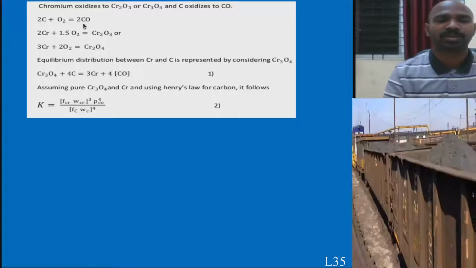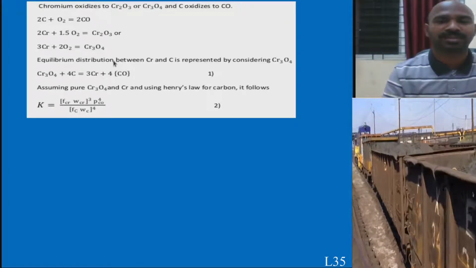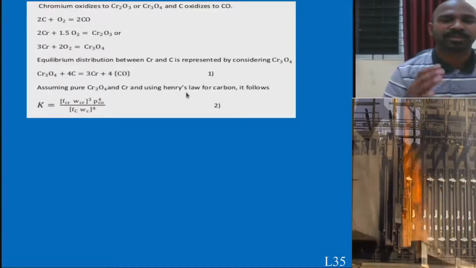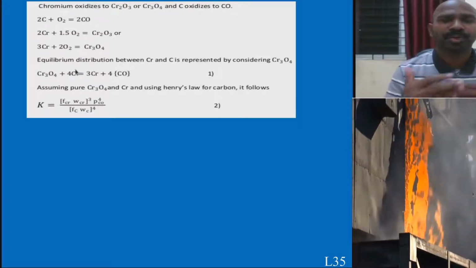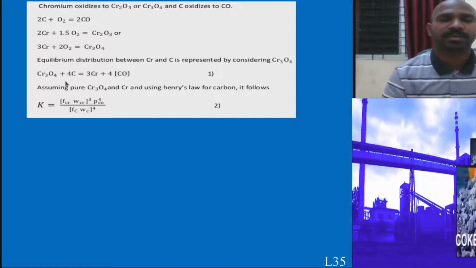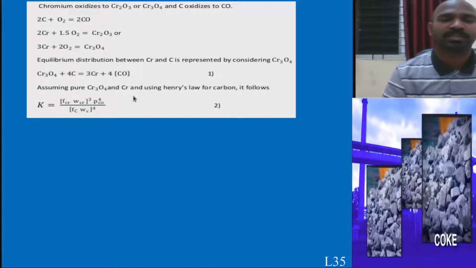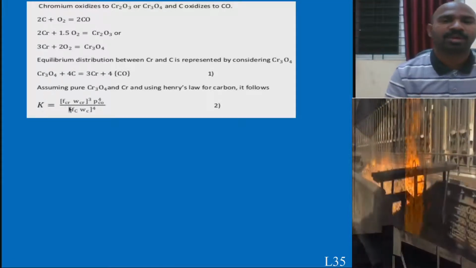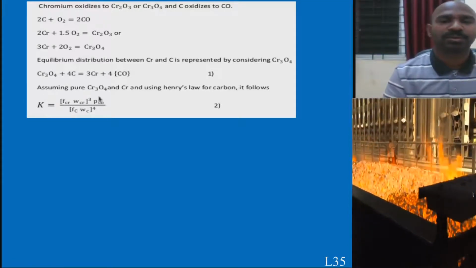Chromium and carbon will also react at an equilibrium state. This is the next reaction. Since chromium and carbon are dissolved in the molten metal state, you apply Henry's law, and it gives the equilibrium constant when you rewrite this equation. This is how it appears.